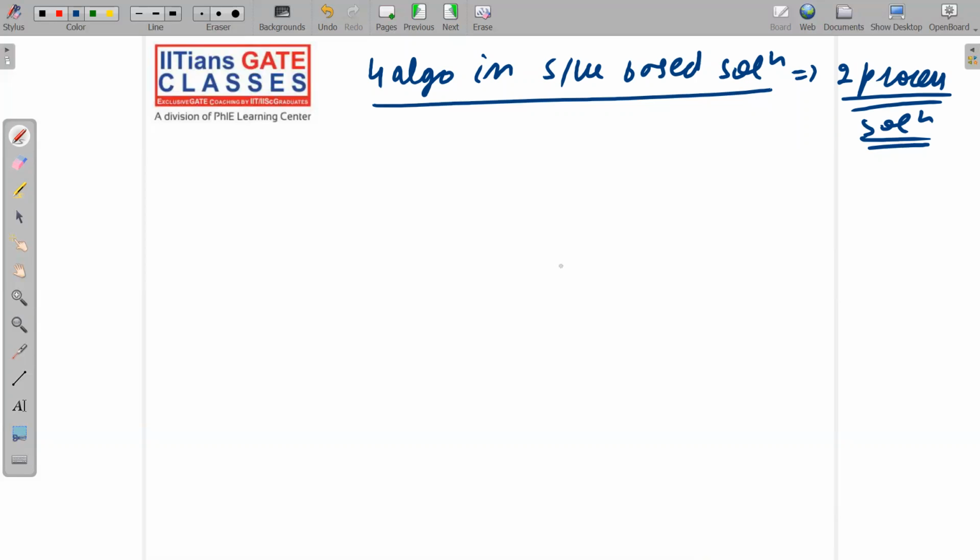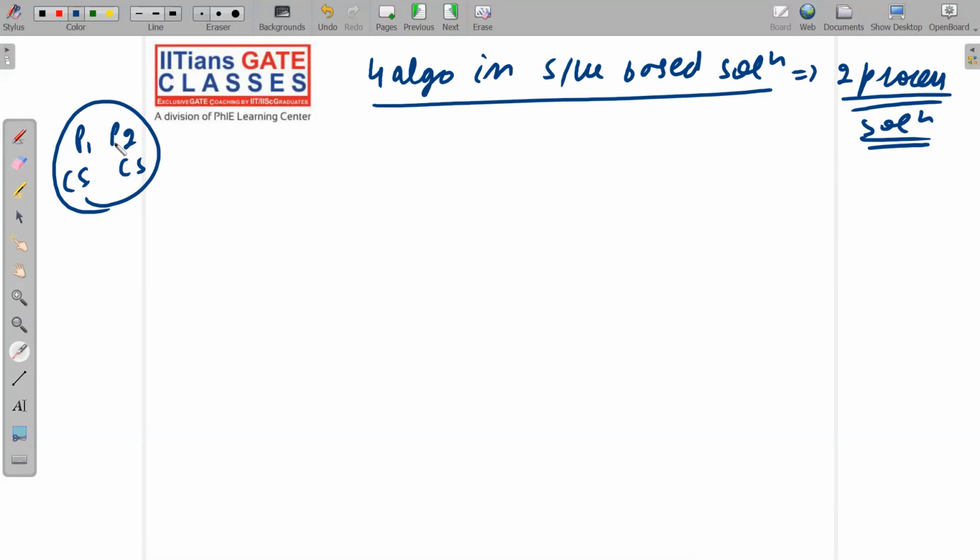Two process solution means we have only two processes who want to enter into their CS. So directly, I want to say there are only two processes, P1 and P2, in our system, and we want to implement CS for these two processes only. P1 has its own critical section, P2 has its own critical section, and when P1 is in CS, then P2 cannot enter, and when P2 is in CS, then P1 cannot enter, and so on. So we will study only two process solution.